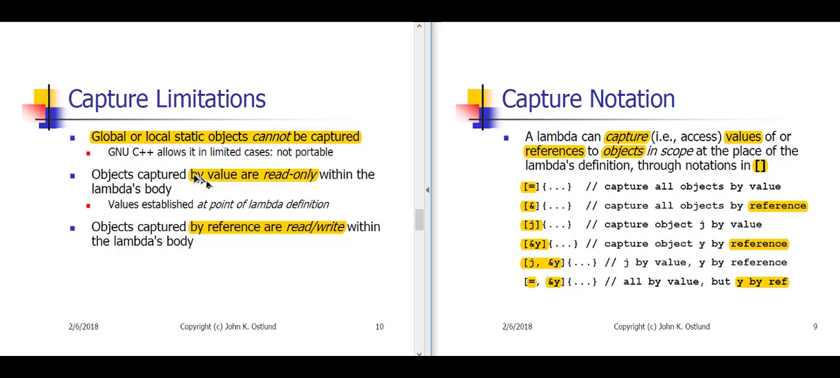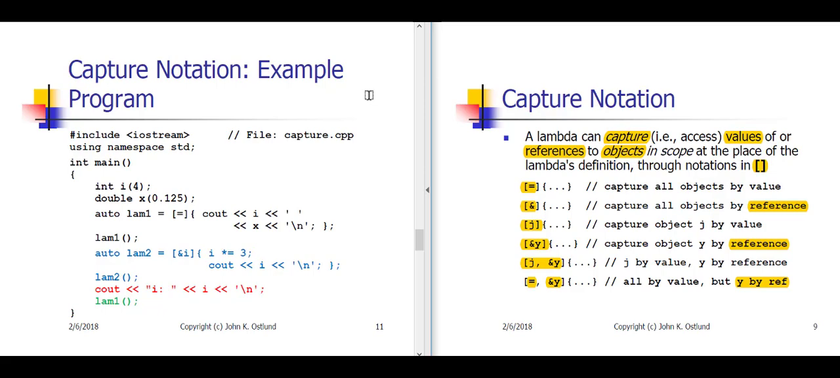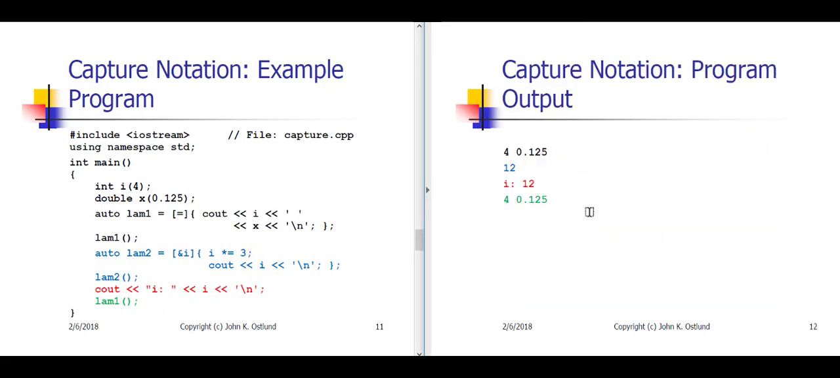By the way, when you capture an object by value, the value that gets used for that particular object within the definition of the lambda is whatever value that object had at the moment where the lambda was defined. Okay, this is getting a little too hypothetical. Let's take a look at some examples to illustrate what's actually going on. Here on slide 11, we're using a couple of different capture notations, and on slide 12, we have the output resulting when we run this program on slide 11.